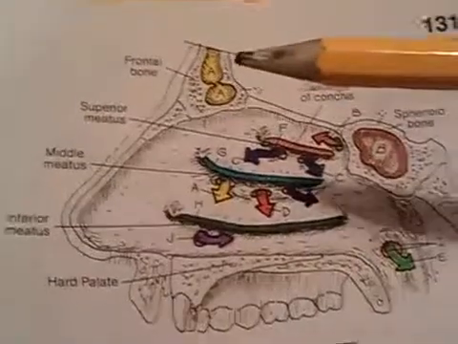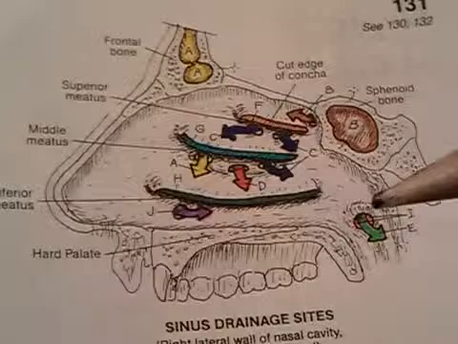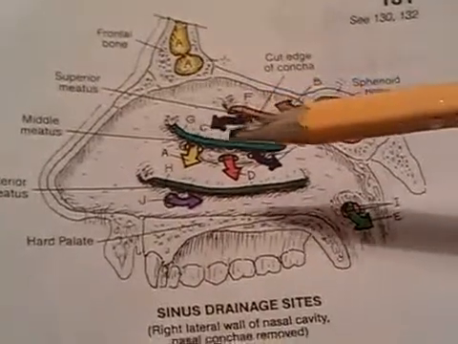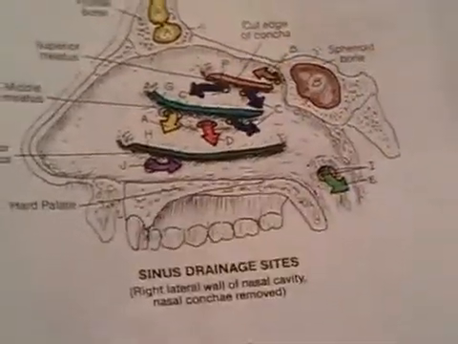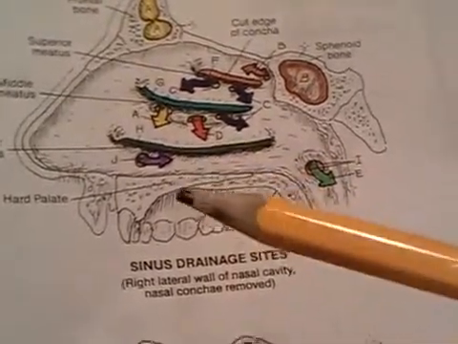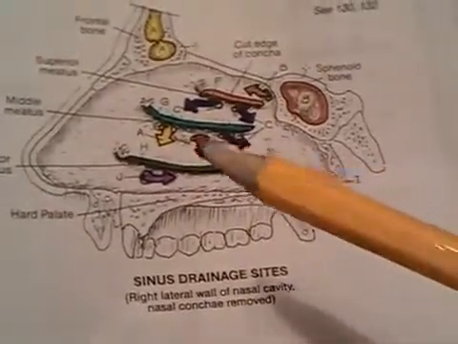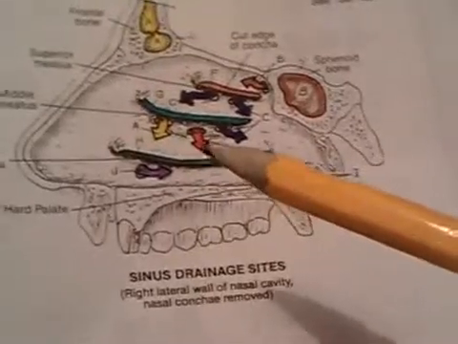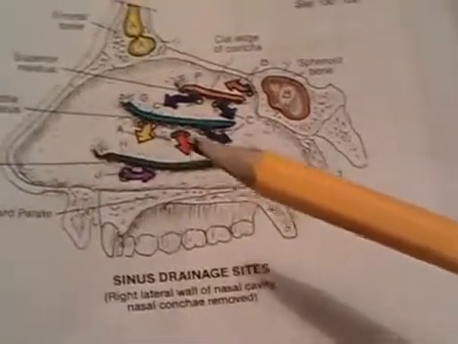The frontal sinus opens into the middle meatus underneath the middle nasal concha. The maxillary sinus also opens into the middle nasal meatus. The opening is called maxillary hiatus and is narrowed by the attachment of inferior nasal concha, so it's called a semilunar hiatus.